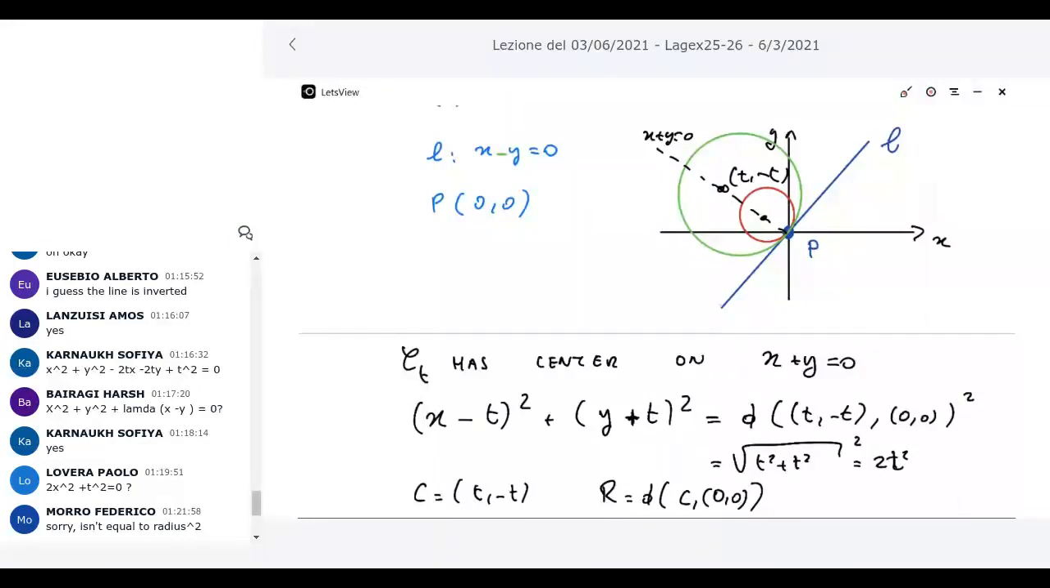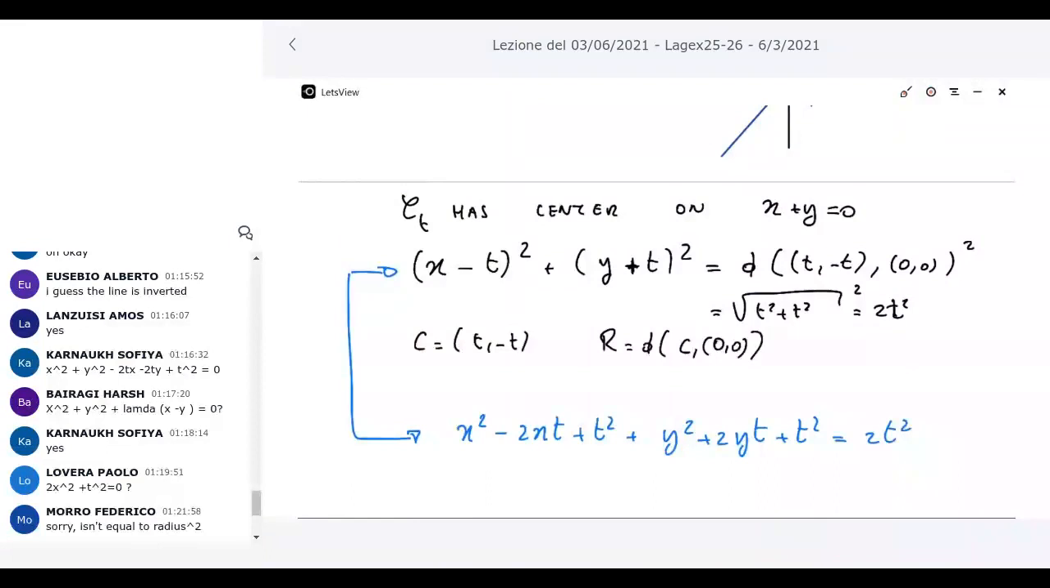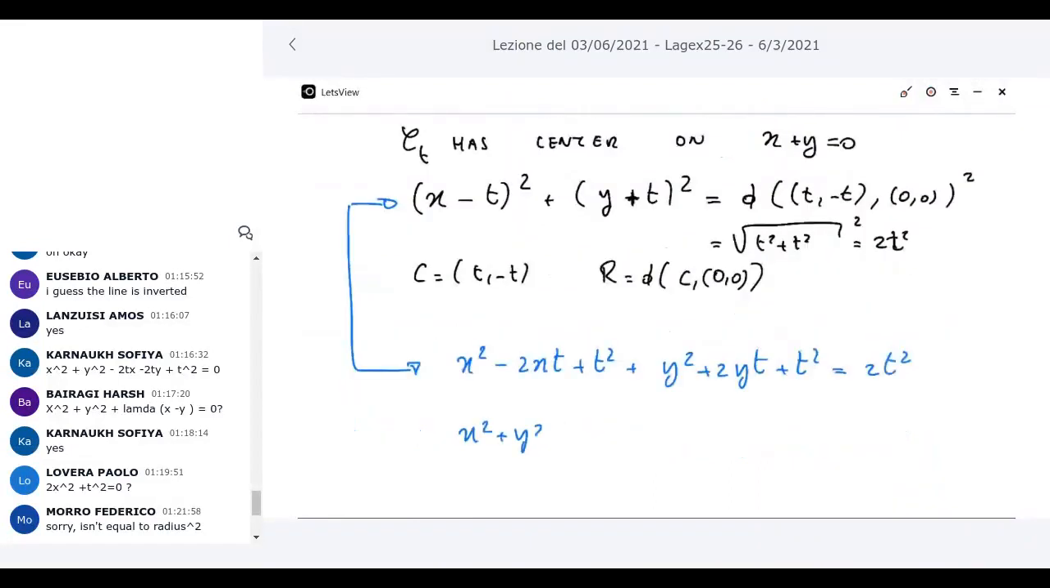Okay, so what I want you to note here is the following thing. This equation we can rewrite a little more nicely as x squared minus 2xt plus t squared plus y squared plus 2yt plus t squared equal to 2t squared, which means it is x squared plus y squared minus 2tx plus 2ty equals 0. So this is the circle we are looking at, right?